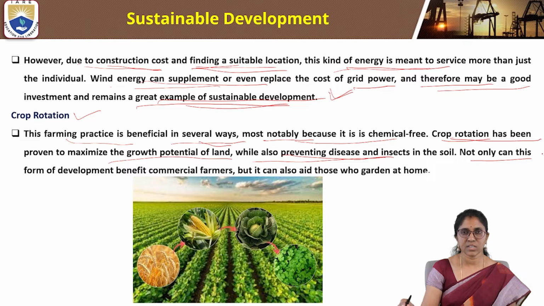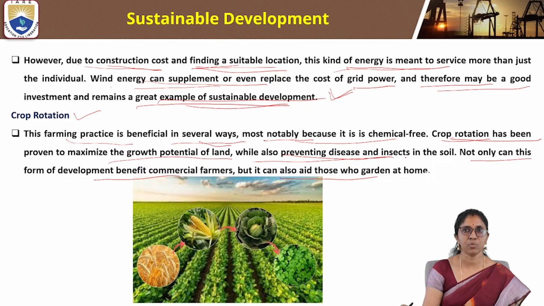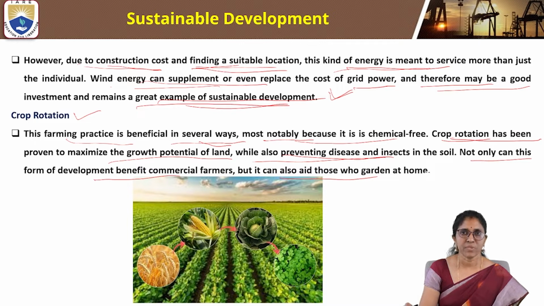Not only can this form of development benefit commercial farmers, but it can also aid those who garden at home. So crop rotation will prevent diseases, decrease the insects in the soil and increase the growth potential of the land. So this is one of the examples of sustainable development.